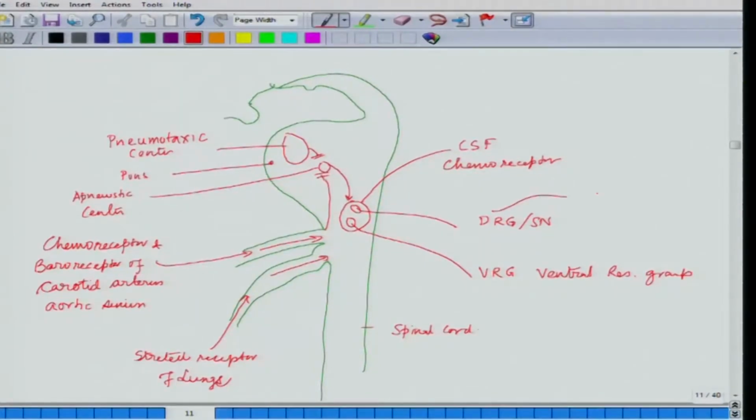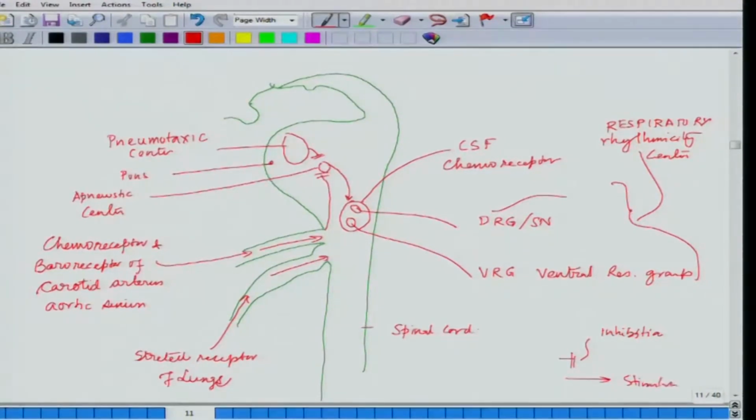Okay. And these are also called under the heading respiratory rhythmicity center. Okay. And what you saw, this sign I am putting, that is basically for inhibition, and whenever I am putting an arrow, this means stimulation.